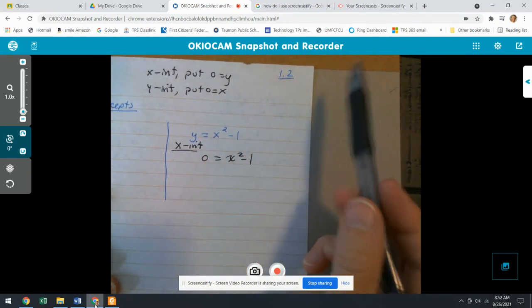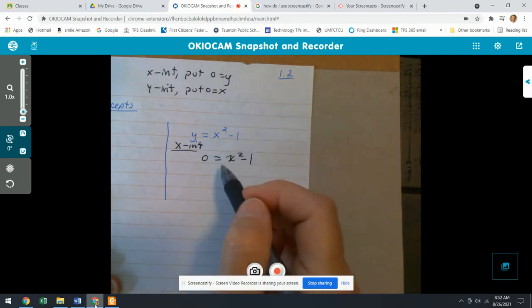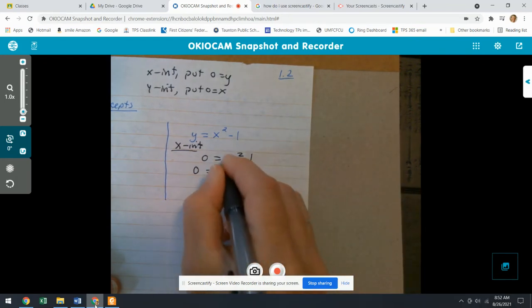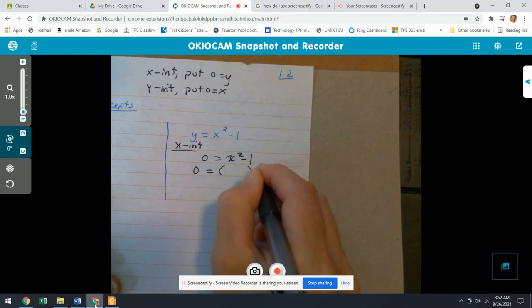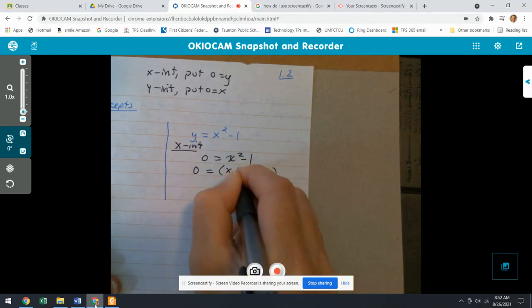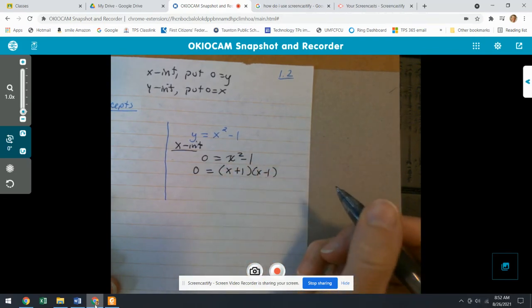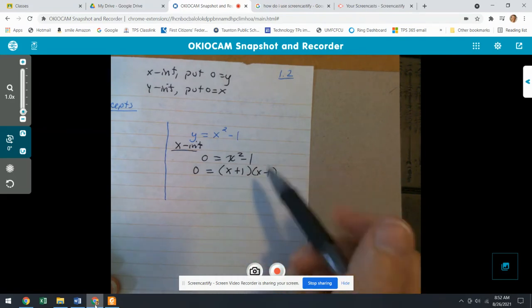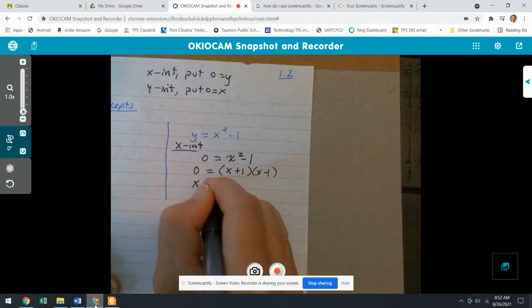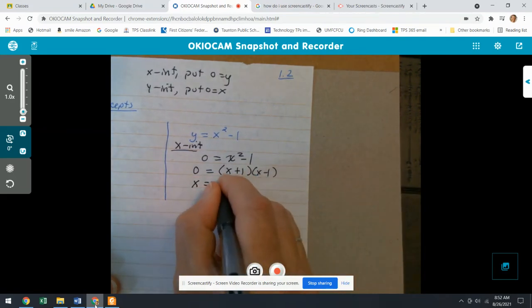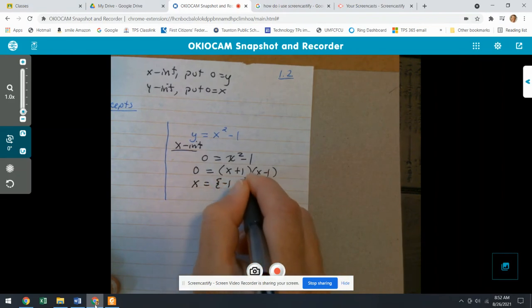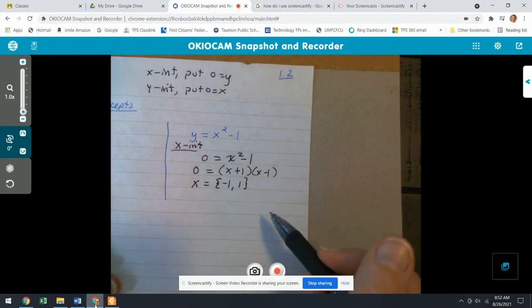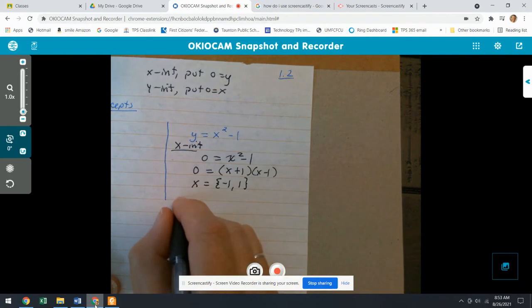Again, in this course that I'm teaching, I'm assuming you know how to factor. So we have 0 equals, and this is a difference of squares. So our factoring is x plus 1, x minus 1. If we are solving this, our solutions for x are going to be -1 and +1. So our x-intercepts are at -1 and +1.